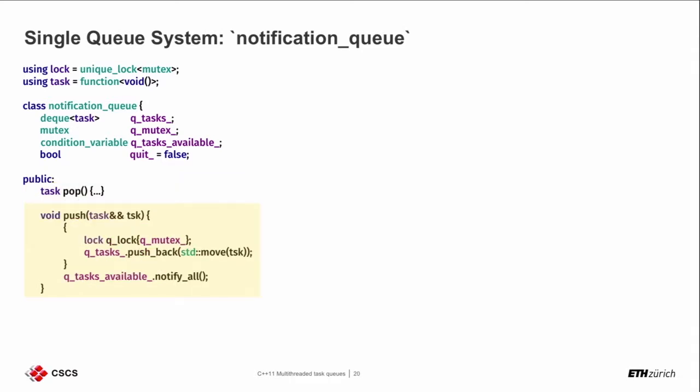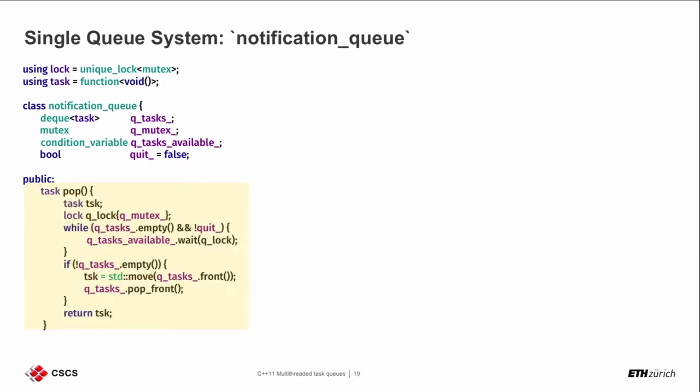As for the push, again, we want to access the deque. So we have to lock our mutex. And then we want to push back the task into our queue. The scope here will guarantee that when we exit the scope, the lock will be released. And then we want to notify the rest of our threads that we've added a new task to the queue, so that the threads that are waiting here can wake up and, okay, now I've got a task, so I can go and pop the front of the queue.